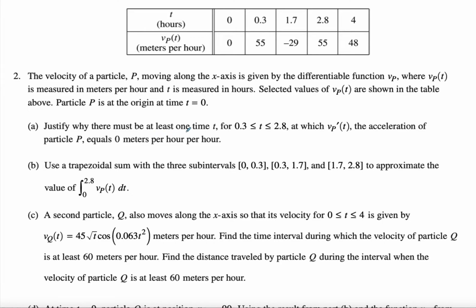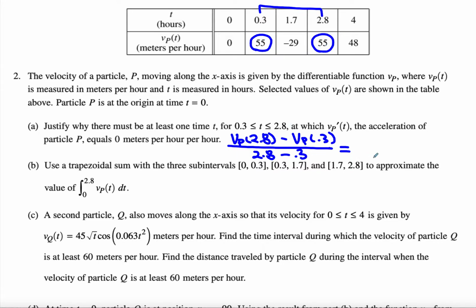Justify why there must be at least one time from here to here, where v prime of p, the acceleration of the particle, is equal to 0 meters per hour squared. When you look at it, you have to notice these two values are the same. What we have to do is take the average rate of change between these two, meaning v of p of 2.8 minus v of p of 0.3 over 2.8 minus 0.3. That is equal to 0, because 55 minus 55 is equal to 0, and 0 over whatever becomes 0 anyway.